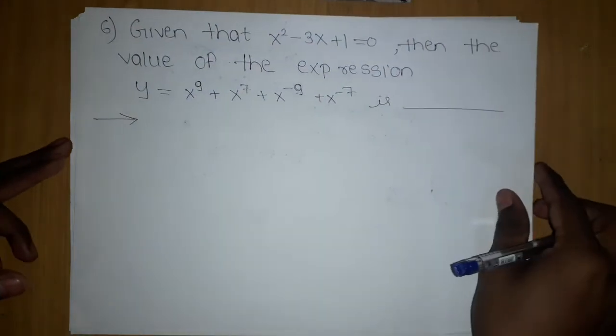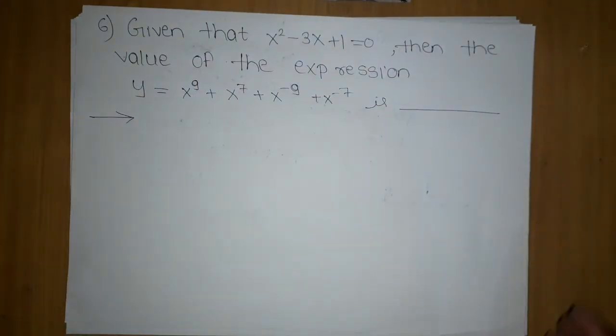The next question, this is the sixth question. Okay guys, so the question is as follows: given that x square minus 3x plus 1 equals 0, then the value of the expression y equals x to the power 9 plus x to the power 7 plus x to the power minus 9 plus x to the power minus 7 is. Okay, we want to find this value.